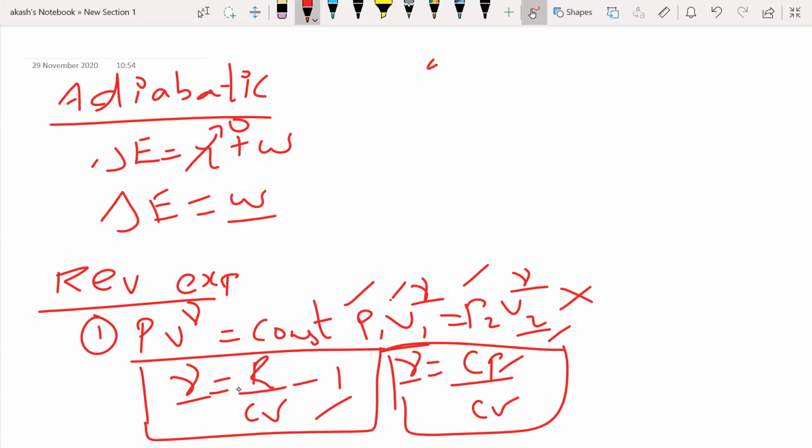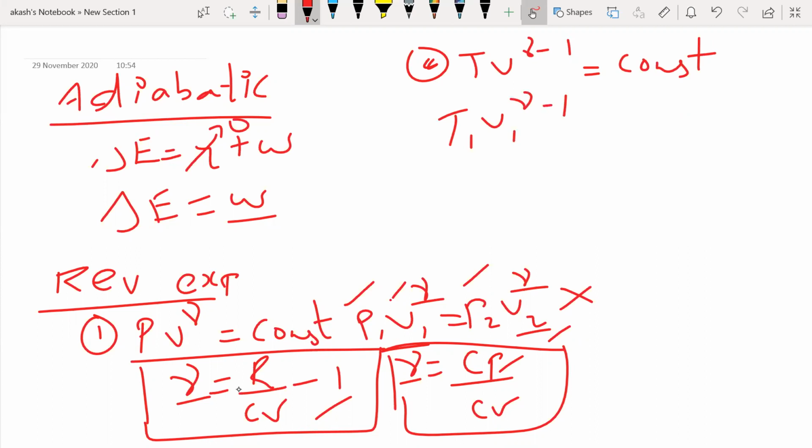Let me write the second equation. The second equation is going to be T V power gamma minus 1 is constant. Or I can write T1 V1 power gamma minus 1 is equal to T2 V2 power gamma minus 1, or is equal to T3 V3 power gamma minus 1. Right? Okay. Now let me explain with this. How will you go about the problem? Say T1 is given, V1 is given, T2 is not given, V2 is given, and they ask you to find the work done in this process. Right? Now what you have to do?